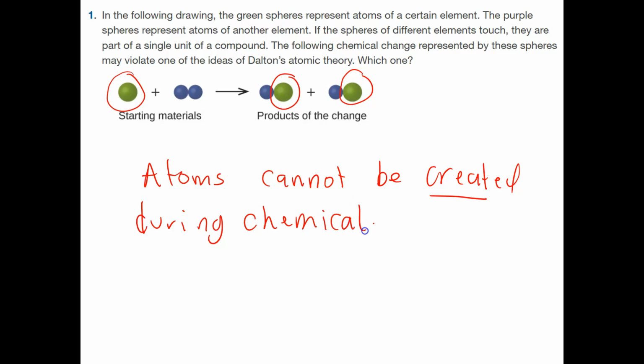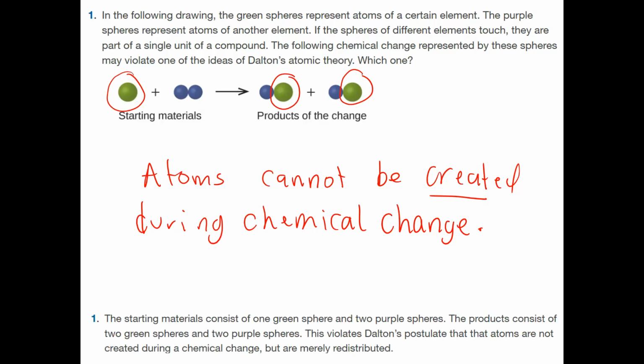In a chemical change, all we do is reorganize how the atoms are bound to one another, but in this case, we've created a green atom out of nothingness. Okay, let's see if the answer key for OpenStax agrees with us. The starting materials consist of 1 green sphere and 2 purple spheres. The products consist of 2 green spheres and 2 purple spheres.